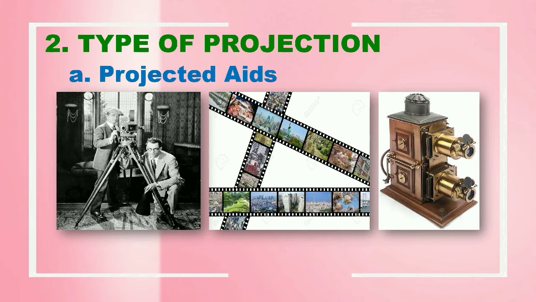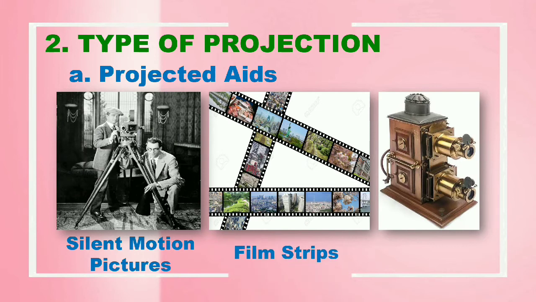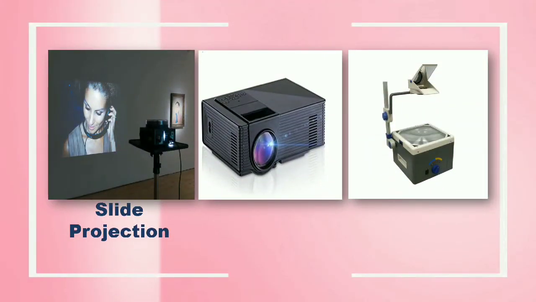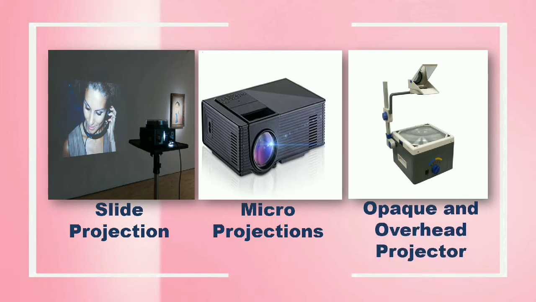Projected aids refer to items to be observed and are projected on a screen using mechanical devices. These aids are found to be very effective because movement can be added to sound and hence a realistic experience can be provided. So here are the common examples. Silent motion pictures, film strips, magic lanterns. We also have the slide projection, micro projections, and opaque and overhead projector.